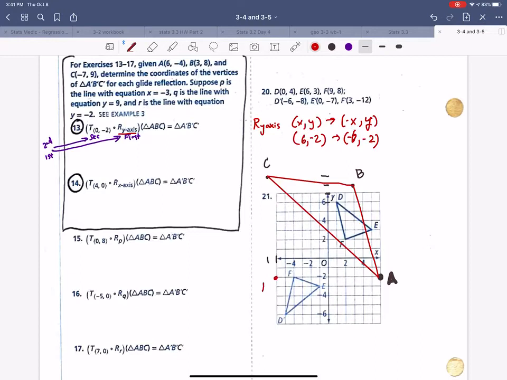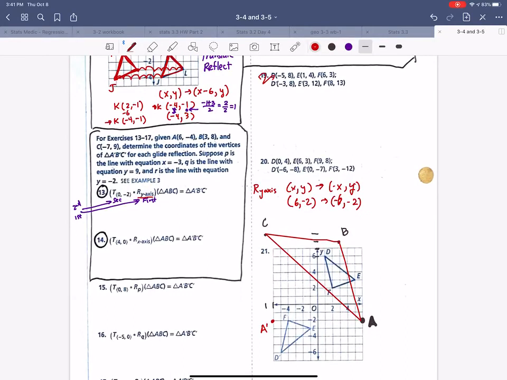So here's this new location of A. Now B would be the same, so following the same rule. Okay, so I've got some room here because it looks like I'm not doing 19 and 20. So A. I follow this rule. X and Y are in the same locations, but X changes sign. So X changes sign and Y stays the same.